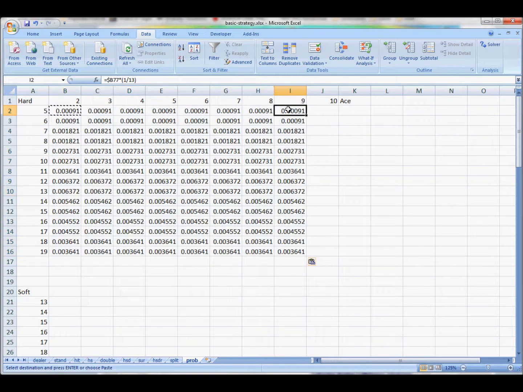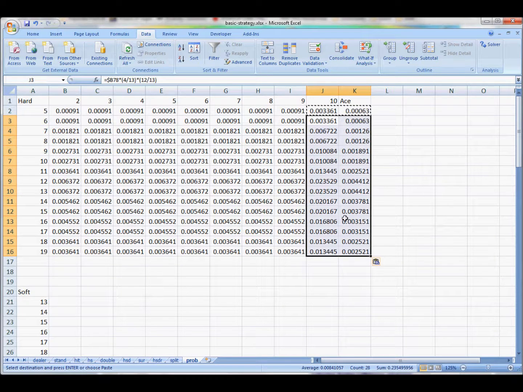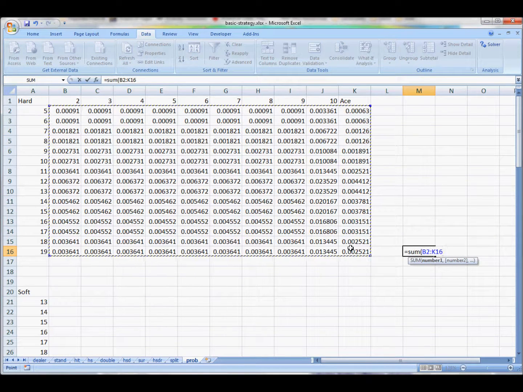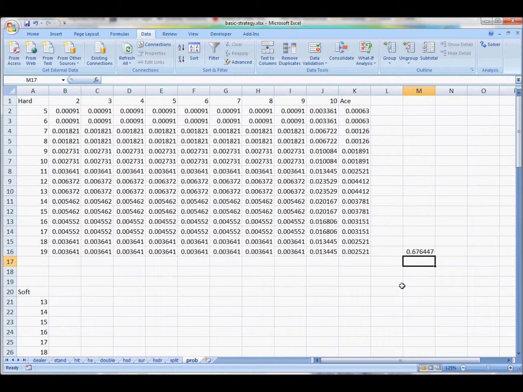Okay, for a dealer up card of 10, I do the same thing, but I multiply by 4 divided by 13 because there's 4 10-point cards in the deck, but now I'm also going to multiply by 12 in 13 because we know that the hole card is not an ace. And a similar thing with the aces, except we're back to multiplying by 1/13 for the dealer ace, and 9 divided by 13 for the fact that the hole card is not a 10-point card. So here's all the probabilities of each starting hand for player hard totals. So according to this, 67.6% of the time the player will be dealing with a hard total.